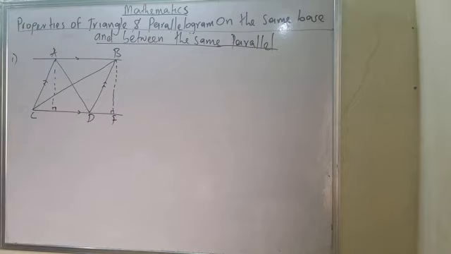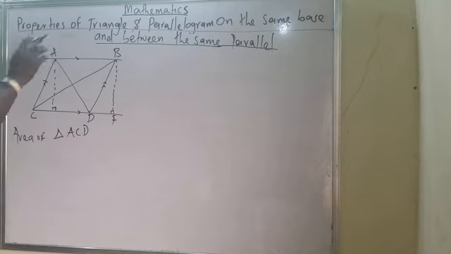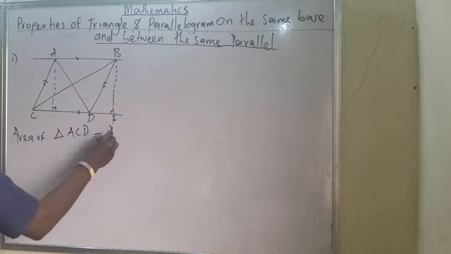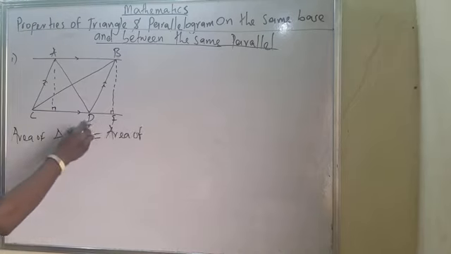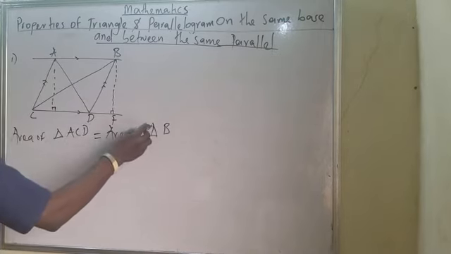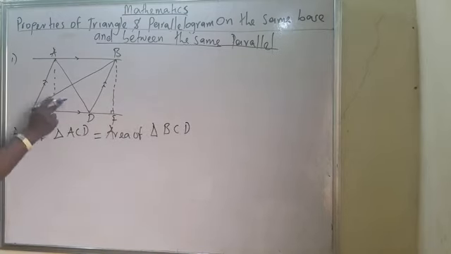Now, what I want you to know here is that the area of triangle ACD equals the area of triangle BCD. It means this triangle is equal to this triangle. That is what I mean by that. Now, let me use a statement to back it up.